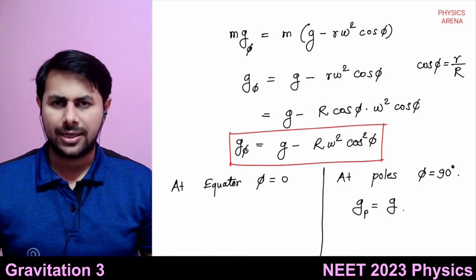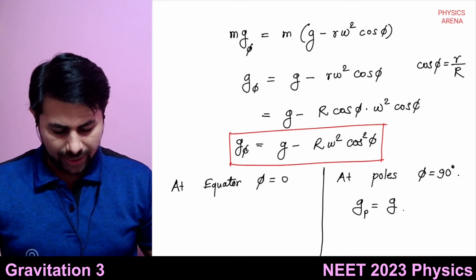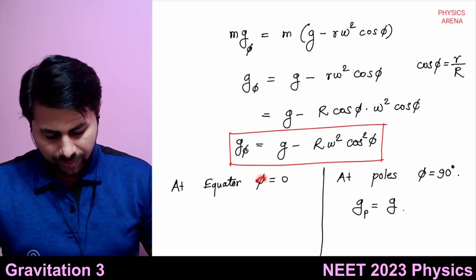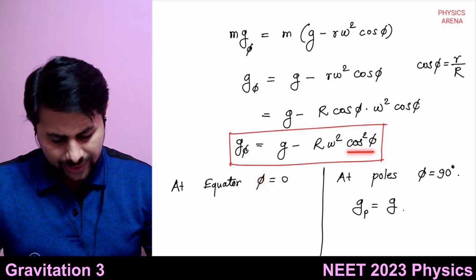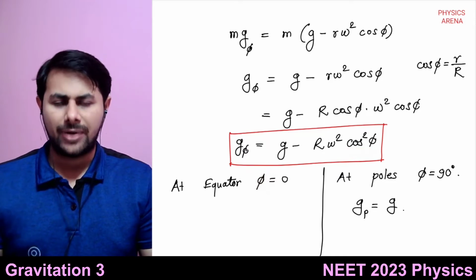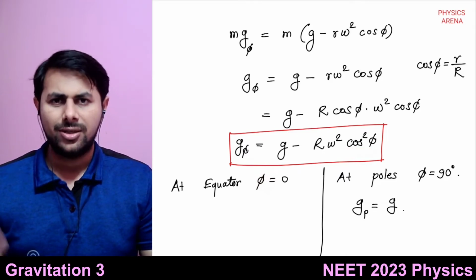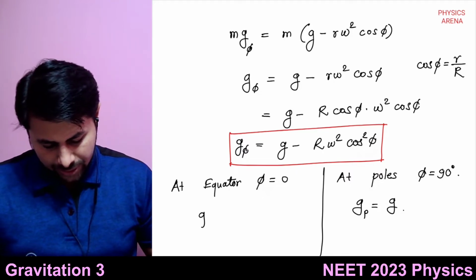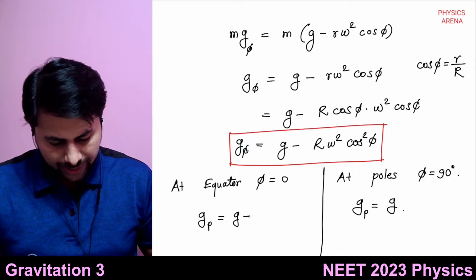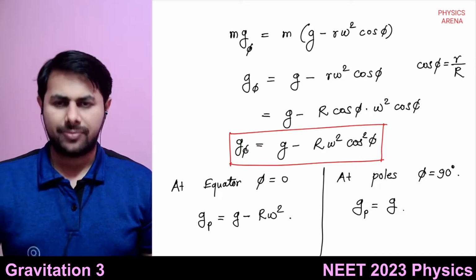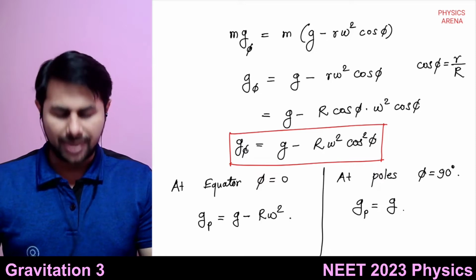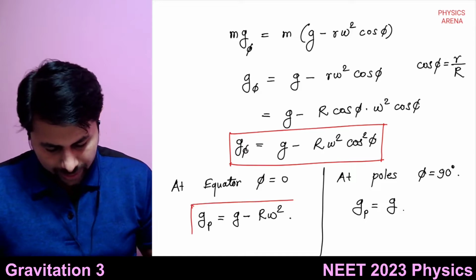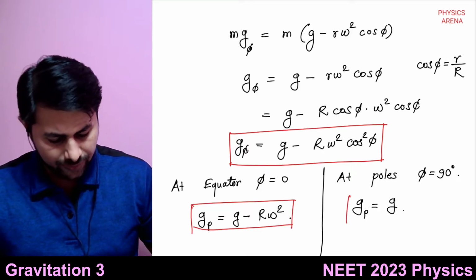But at some other latitude phi there will be some effect, and the effect is maximum at the equator, because at the equator phi is equal to 0. So cos of phi is equal to 1, cos square phi is equal to 1, and therefore acceleration due to gravity at the equator is g minus R omega square. Is this clear?